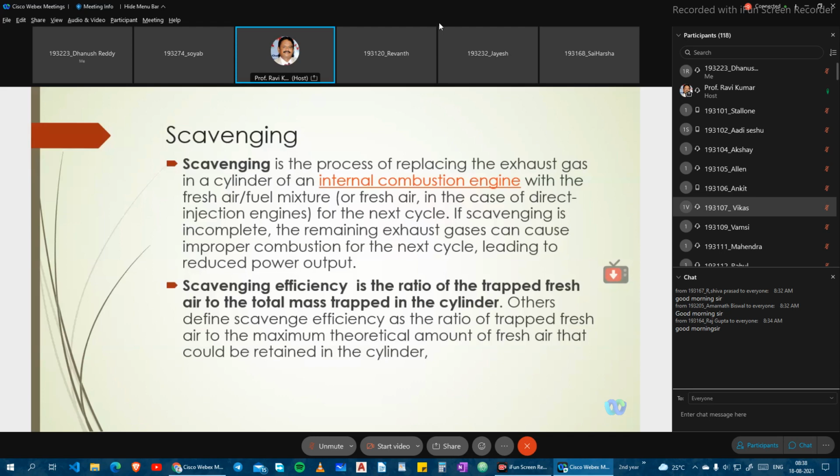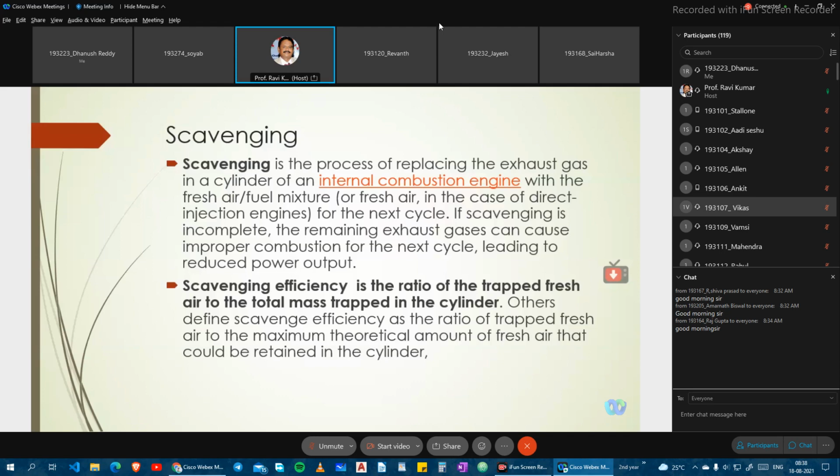Now we come to scavenging efficiency, which is the ratio of the trapped fresh air to the total mass trapped in the cylinder. Basically, you know what scavenging is now: the leftover gases inside the combustion chamber are pushed out through the exhaust valve or exhaust port. Scavenging efficiency is the ratio of trapped fresh air to the total mass trapped in the cylinder.